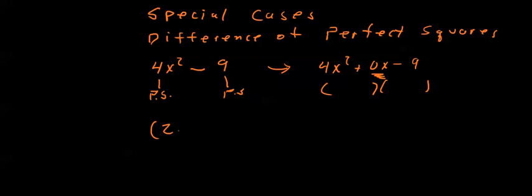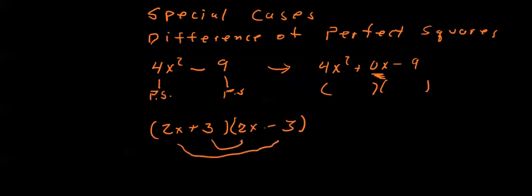So let's try it. Square root of 4 is 2. Square root of 9 is 3. To make this a negative, I need a plus and a minus. 6x minus 6x gives me 0. I'm done. Difference of perfect squares is very simple. It's the square root and the square root. Let's look at one more case.